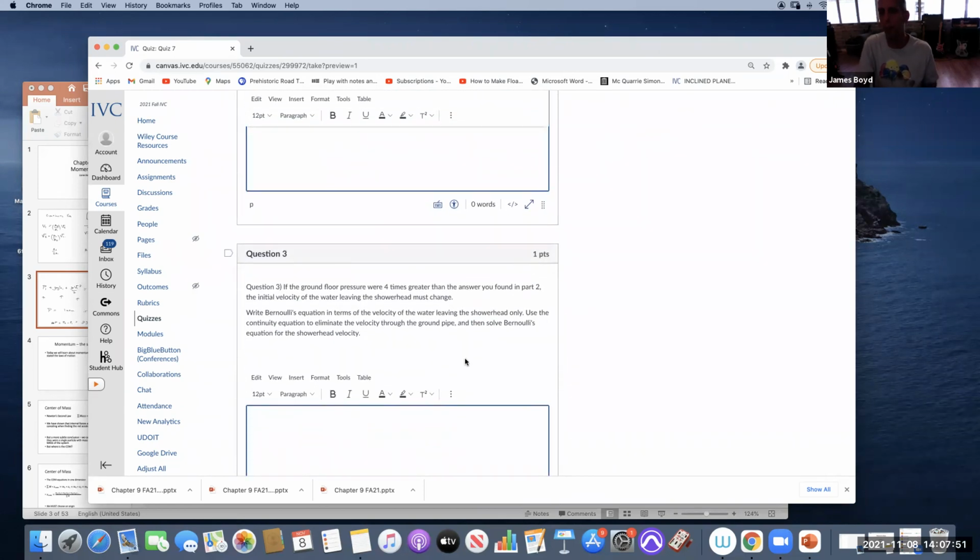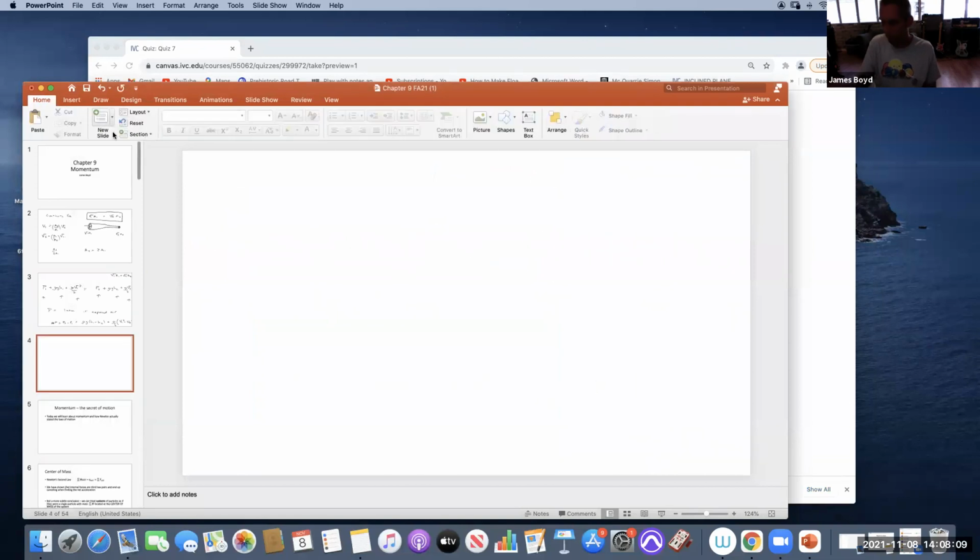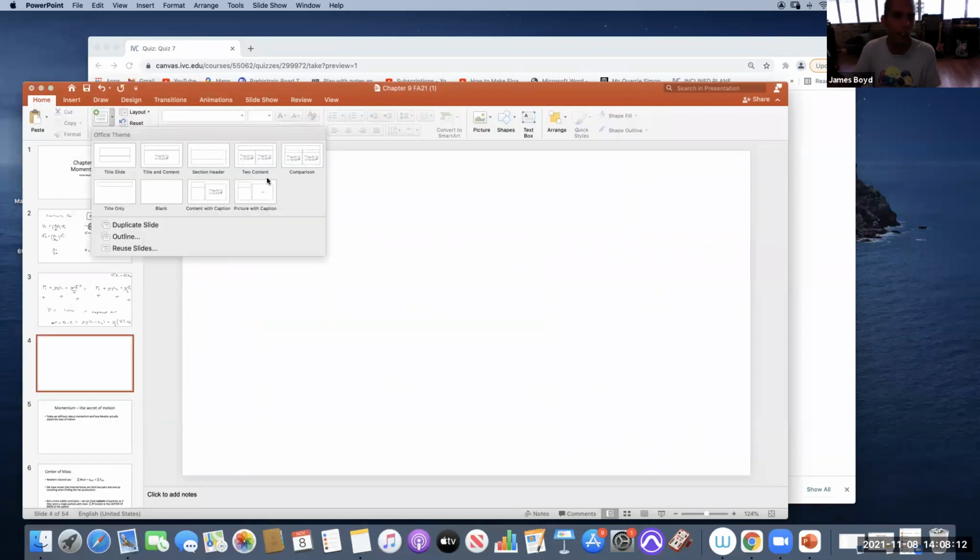This is going to be the trickier one. So whatever pressure you find in part 2, I want you to assume that now we up the pressure to 4 times that. It has 4 times the static pressure. If we think about this for a second, I'm going to add a new slide. And we write it like this, okay?